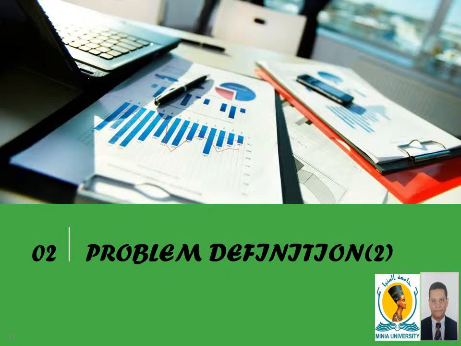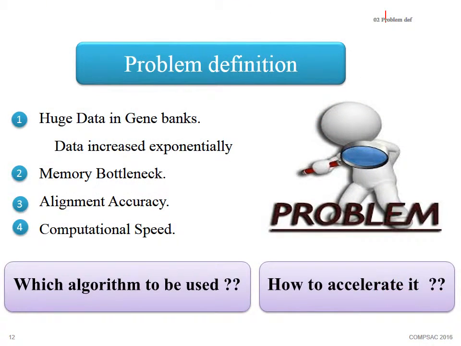In 2 slides, we define one of the biggest bioinformatics problems. The 4 problems we try to fix are the huge data in the gene banks, which increases dramatically every day, causing a memory bottleneck for analyzing this data, and slowing the computational time for aligning this data too, which affects the accuracy of the result. Our way to fix this problem is to find an accurate algorithm and find a way to accelerate the computational time.